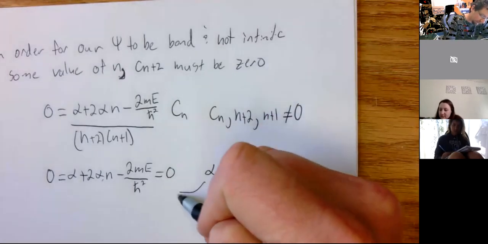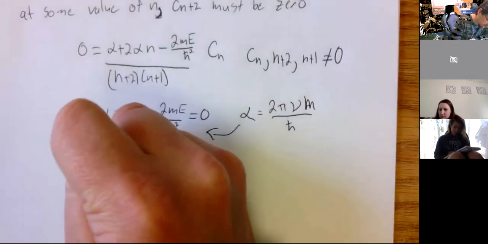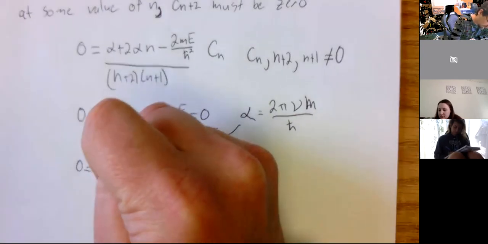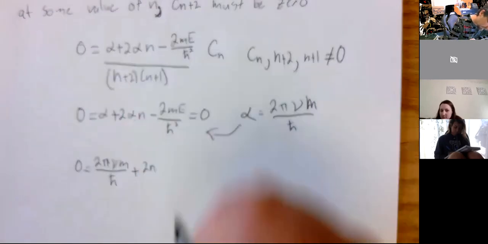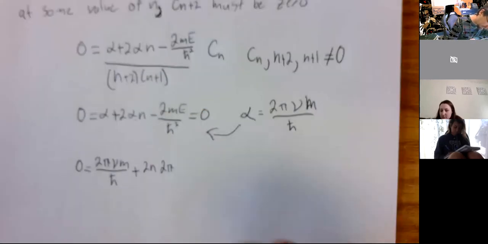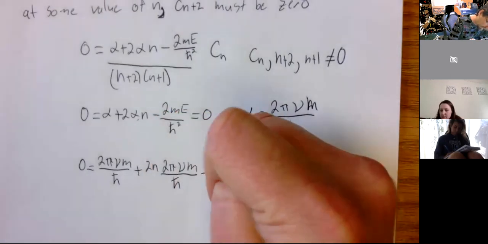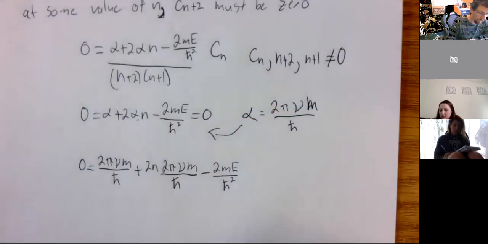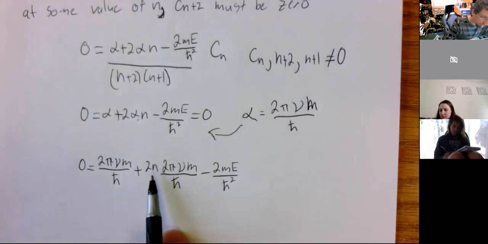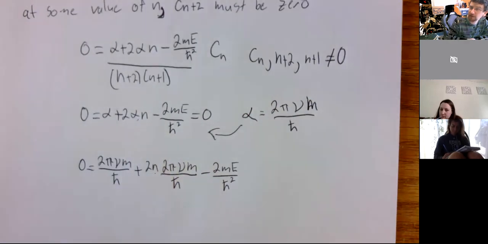So let's plug that in here. And we get 0 is equal to 2 pi E m over h bar plus 2n times 2 pi v m over h bar, and this just hangs around. N is right here. We just plugged in for that. Does that make sense? Mhm.